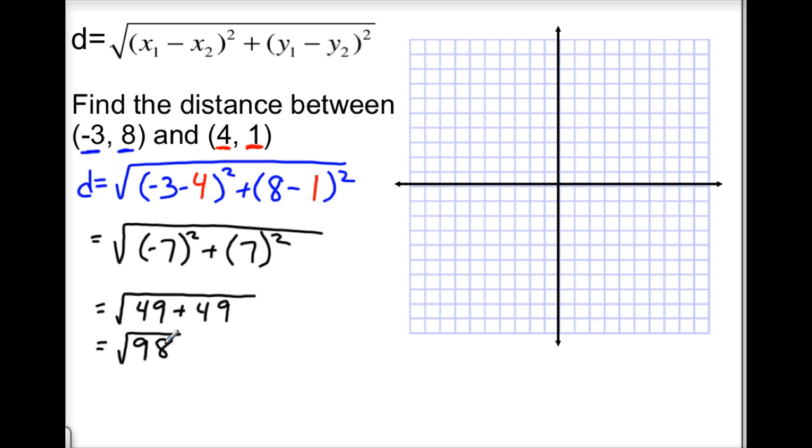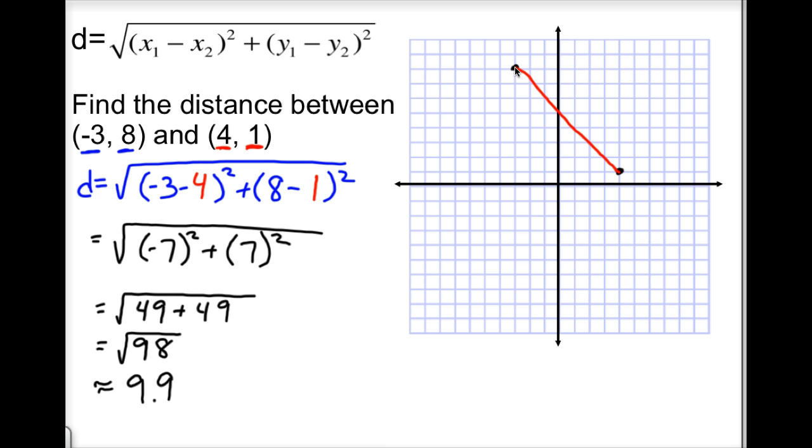And the square root of 98 is approximately 9.9 units. If we're going to use the graph paper that we'll have, and you can use this on the MCA test too, these are other questions that are on the MCA test. -3, +8 puts me right there. 4, 1, it's right there.